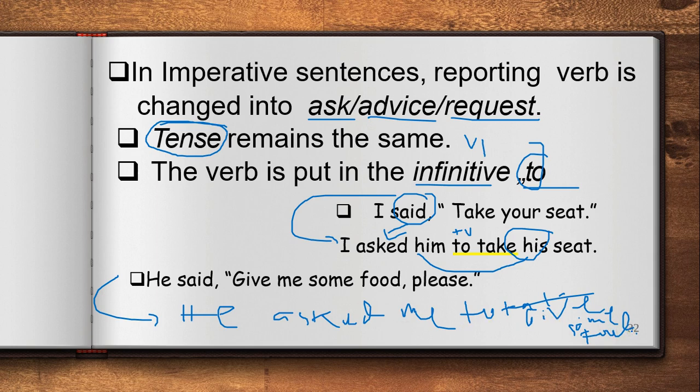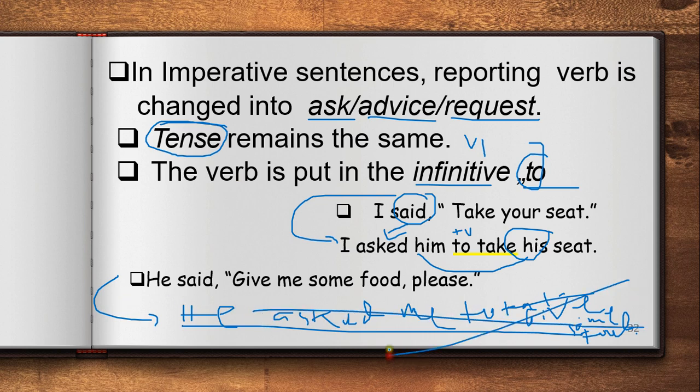Is that correct, guys? What do you think? He asked me to. Okay, if this is correct, please comment. I need to see your comments. How about the correct one? He said, give me some food. So please comment on this one, guys. I know this is not correct, but what about the correct one? I'm waiting for your comments. Or you can comment on our Google Classroom.